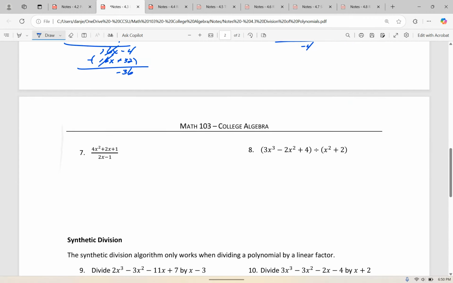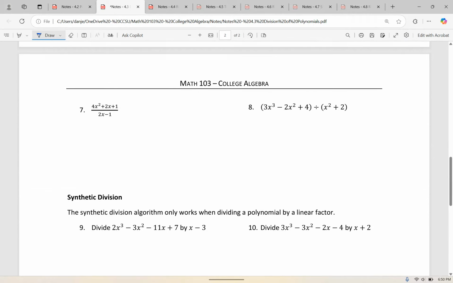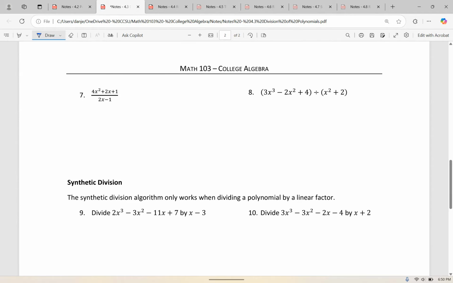Okay? I'm going to skip number 7 since it's a bit redundant. In number 8, I want to be sure to do that for 2 reasons here. First of all, notice that we're dividing by x squared plus 2. So we have a quadratic there, x squared. Also notice we have 3x to the third minus 2x squared, but there is no x term. There's no linear term. You have to write 0x. You need that placeholder.